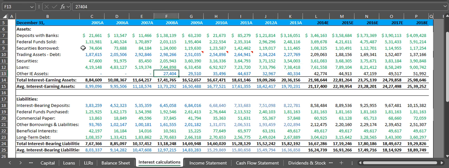Then we have another period, 2008 to 2013, and then we have 2018 also there. Then we have the liabilities as well: interest bearing deposits, federal funds purchased, and commercial paper. Then the other borrowings and liabilities and the beneficiary interest.